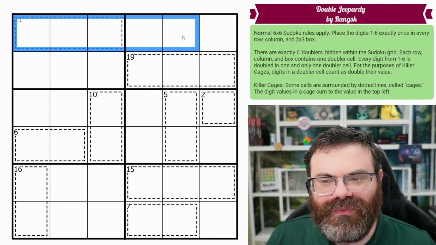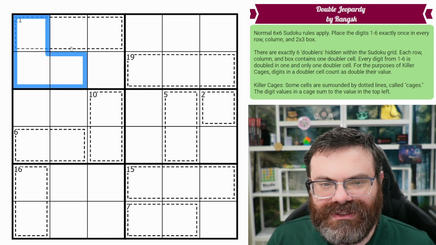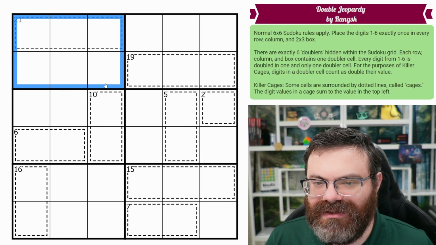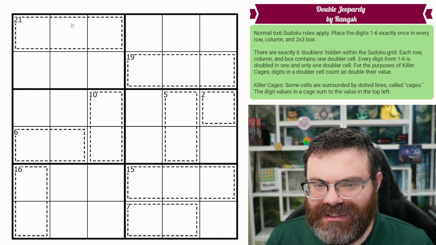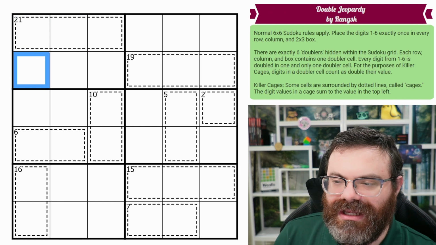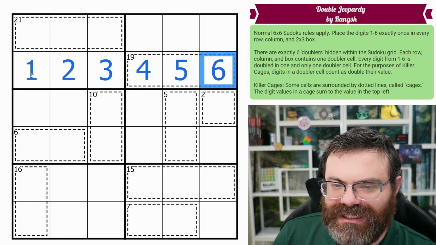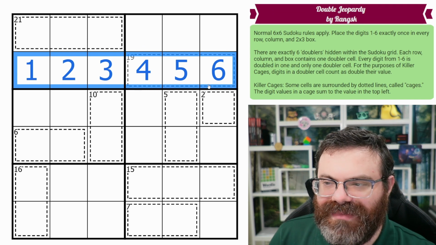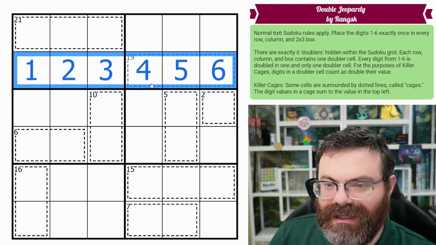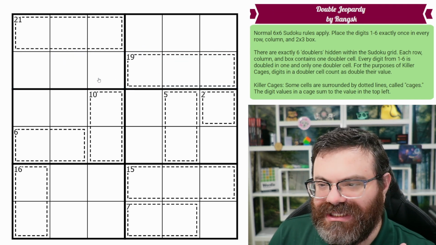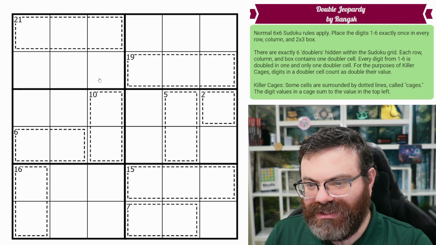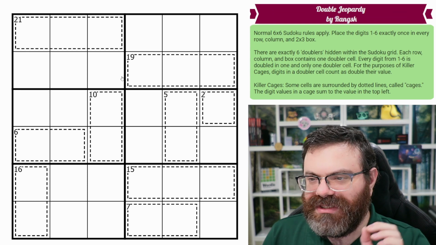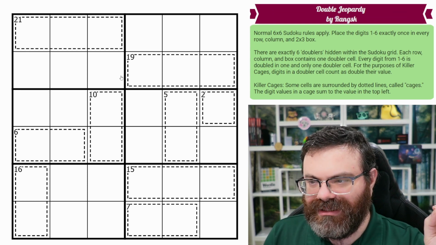Well, in every row, every column, and every 2x3 box, we are placing the digits 1 to 6 exactly once each. Now, when I say digits, I do mean the digits. So we're going to end up with 1, 2, 3, 4, 5, 6 somewhere in each row, column, box. Now, normally I don't specify that, but it's going to be important for the doublers. So I'm going to be using the words digit and value, which normally in a Sudoku are interchangeable. But once we introduce doublers, it's important to pay attention to whether we are saying digit or value.